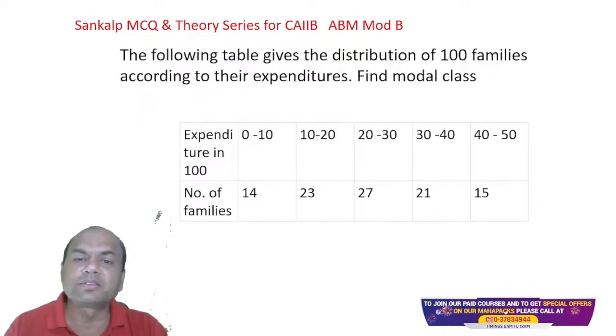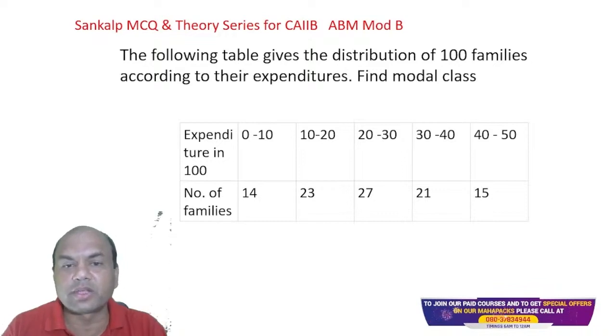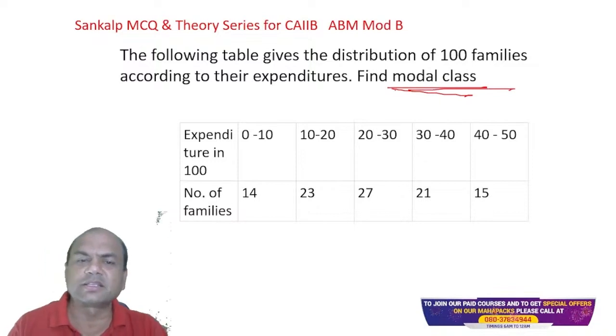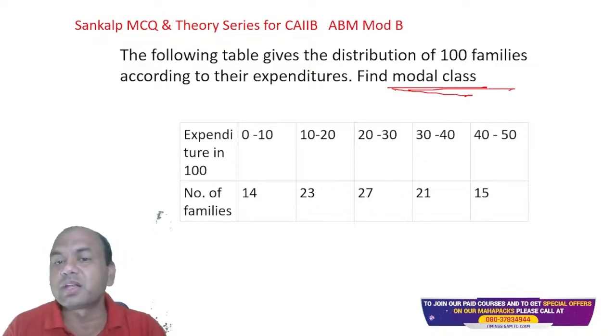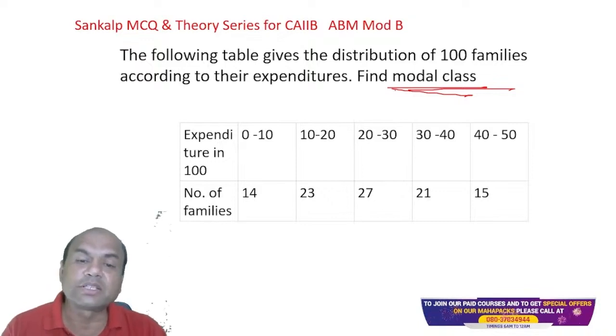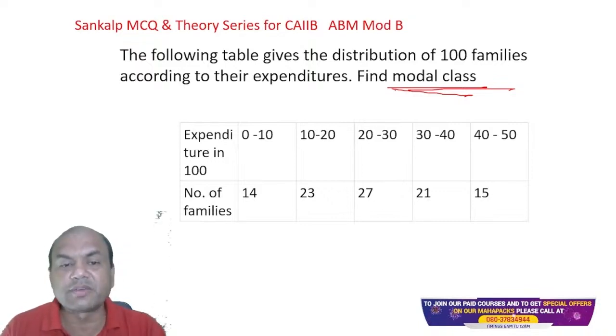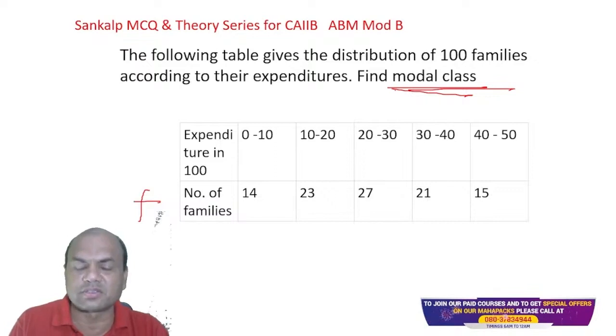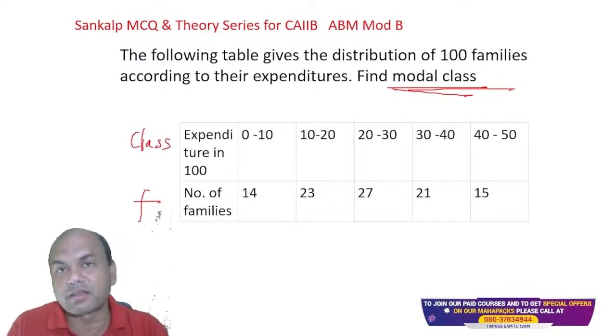The following table gives the distribution of 100 families according to their expenditure. Find a modal class. Simple. Let me see who can give me the fastest answer. Modal class. Modal means what? Just now we did modal. What was mode? Modal means that class which is having the highest frequency. So which is having the highest frequency? Number of families, this is F. Remember, class is always this class, or you call it X also. Call it X class, because for this class, you have a class mark. That's a separate part. We'll do this someday else.